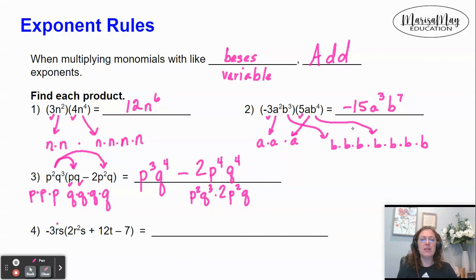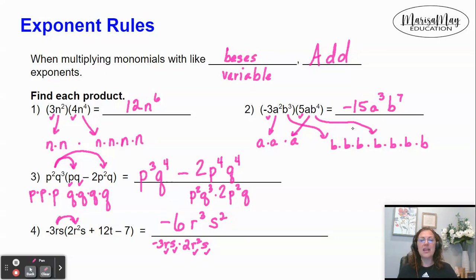So I'm going to distribute -3rs to 2r to the second s. So -3rs times 2r to the second s. So -3 times 2 gives me -6. R times r to the second gives me r to the third. And s times s gives me s to the second.